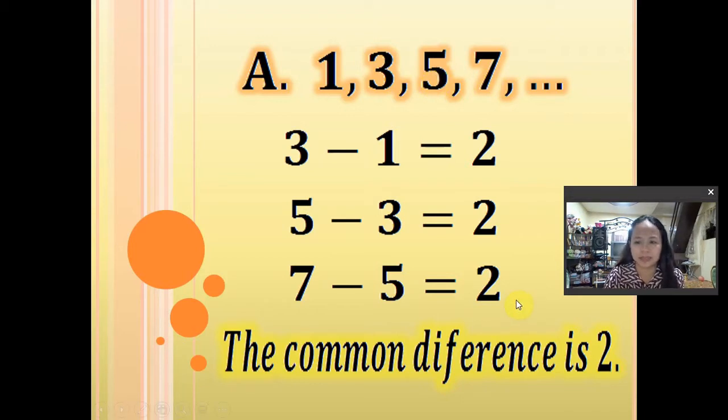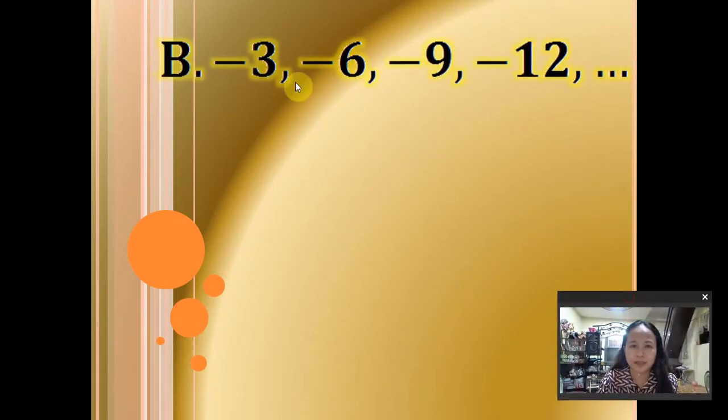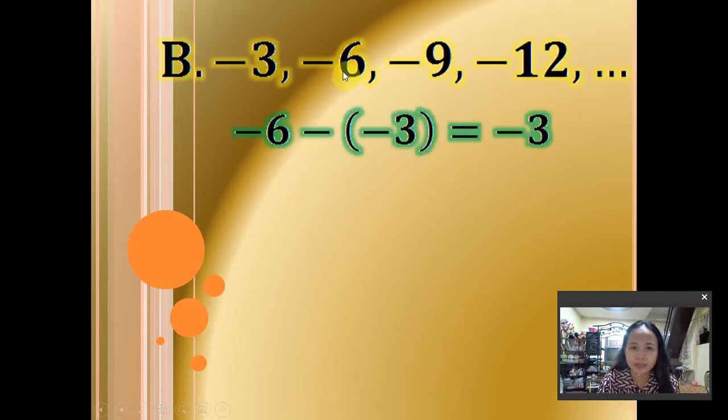How about the second example? We have this one: negative 3, negative 6, negative 9, negative 12. Look for the common difference. Again, how to get the common difference? That is subtracting a particular term by its preceding term. Okay, let's try. That is the second term, negative 6, minus the first term, which is negative 3. So negative 6 minus negative 3, and that is negative 3.